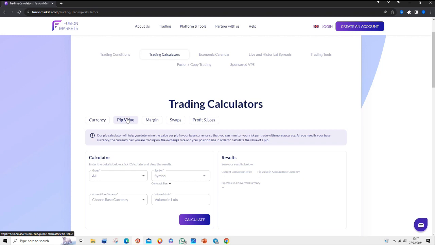In this example, we will use Forex, but there are other choices here depending on what you want to trade. Then, select the symbol you wish to trade and choose the base currency of your trading account. If you want to trade one lot of Aussie versus US dollars, 15.26 AUD will be traded per pip. Lastly, you can alter the lot size depending on how much you want to risk per pip.